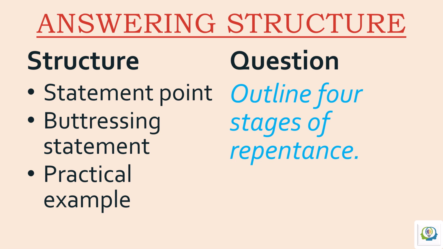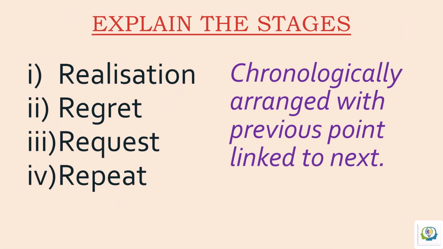Let's look at the sample question over here, which says outline 4 stages of repentance. These are the points you will need to explain that particular question. These are just points, as we said over and over again, you need to explain. Your first point has to do with realization. That's the culprit acknowledging the fact that he or she had committed a sin, a crime, an offense. Followed by regret, where the culprit will show remorse for the act or the offense committed.